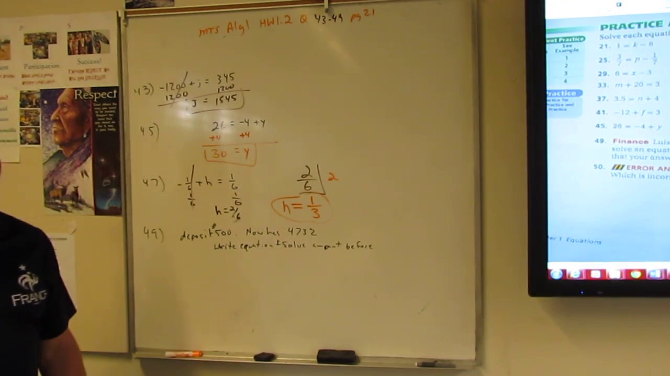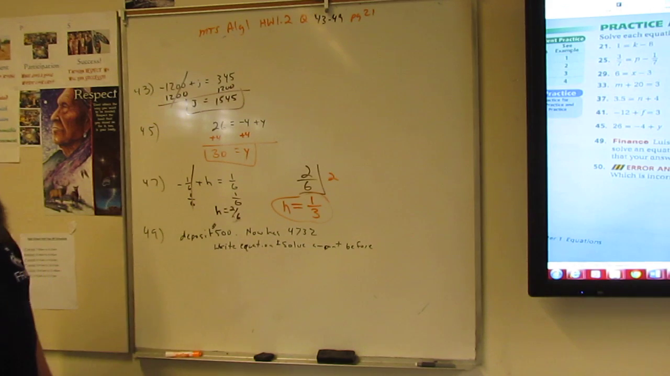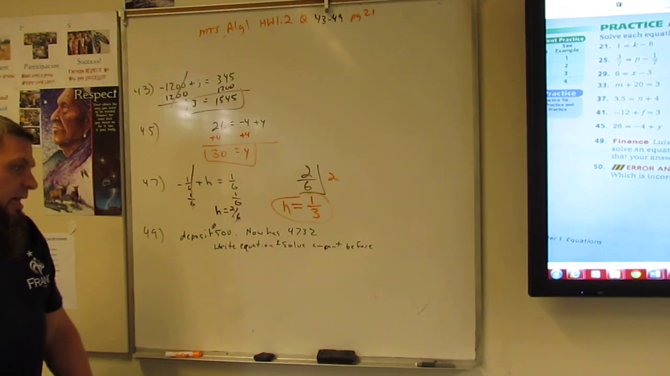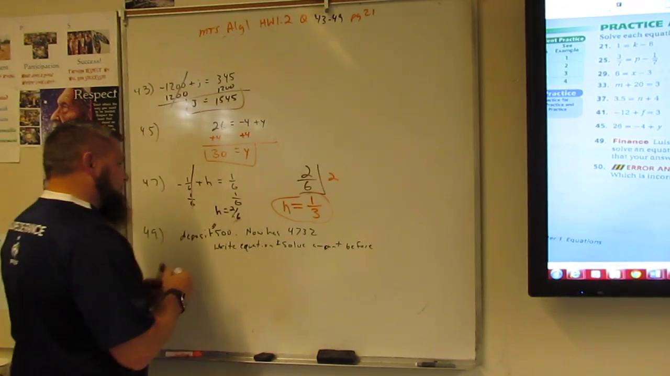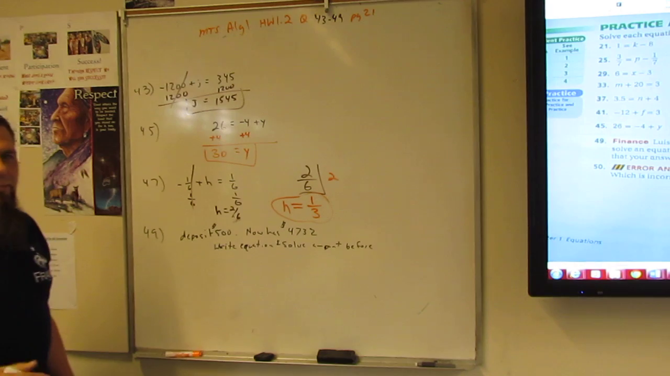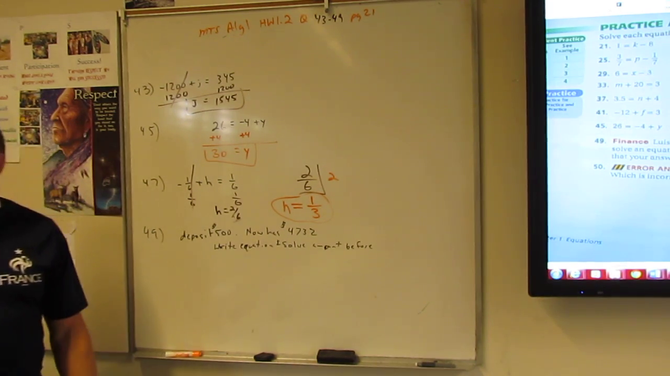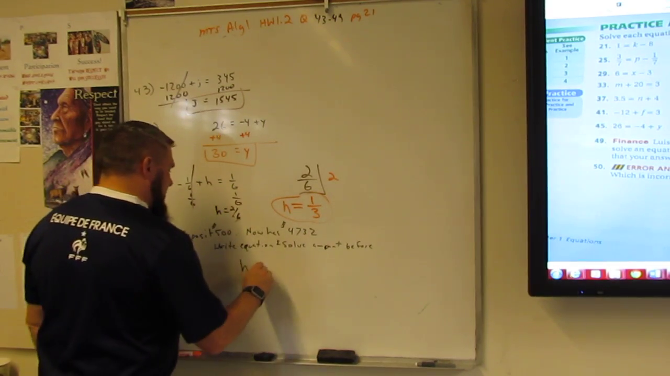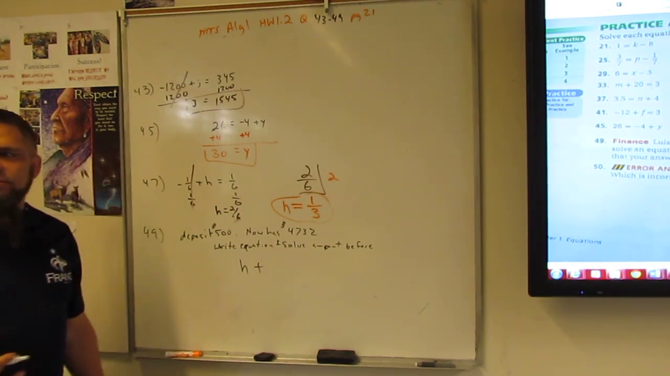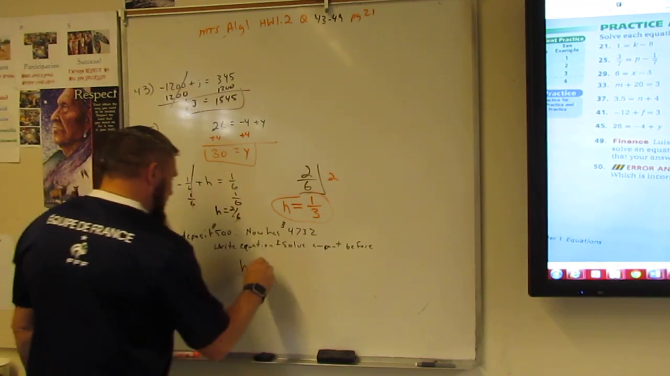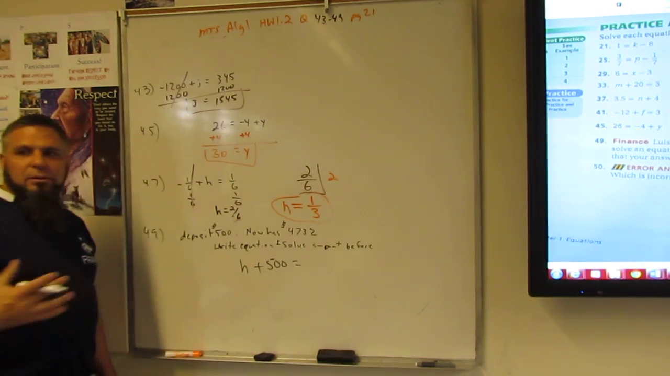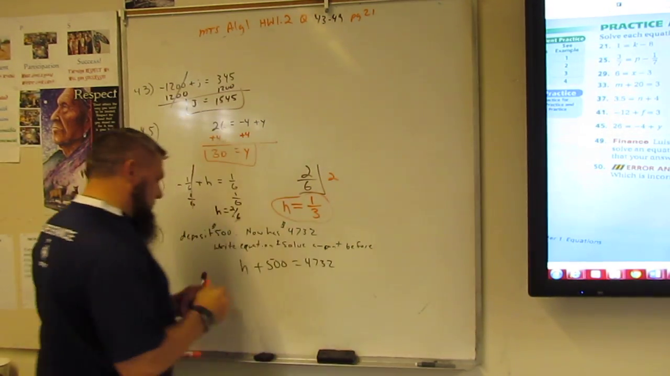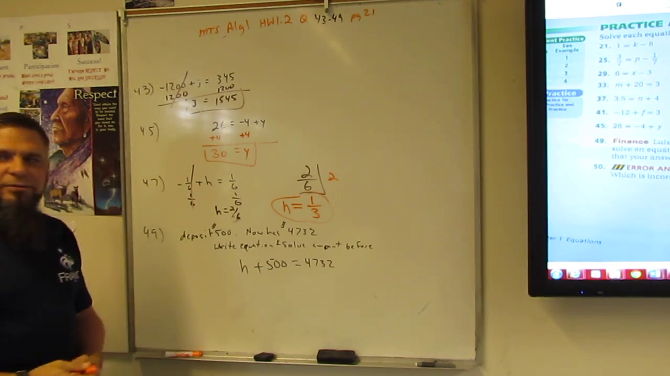We're going to deposit $500. Okay? After he deposited $500, he ended up with $4,732, right? So that means some number, what can we use for some number? Any number? H. Okay? H plus, how much did he add to it? 500. 500 equals what? 4,732. Okay? And then how are we going to solve?